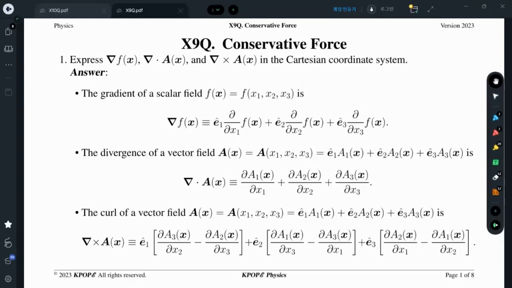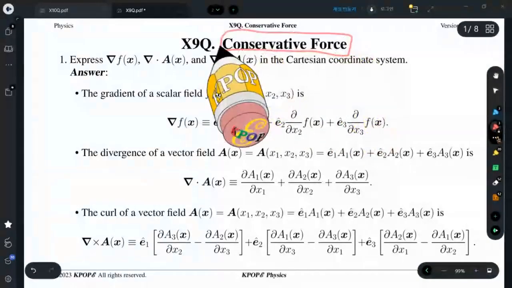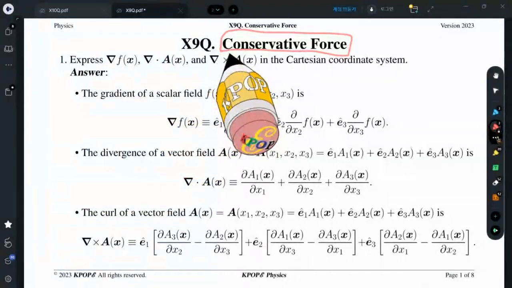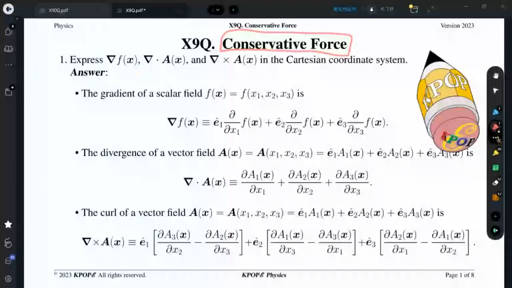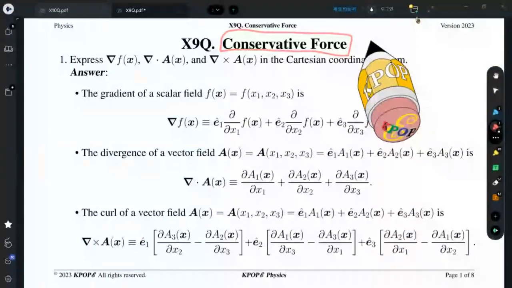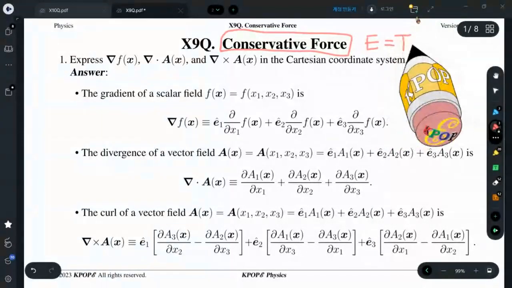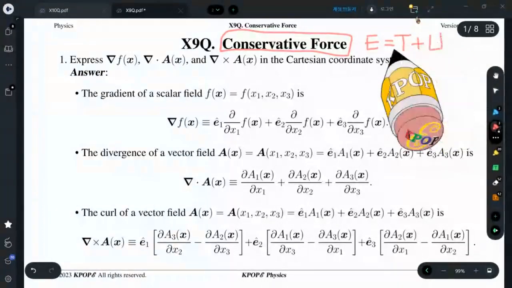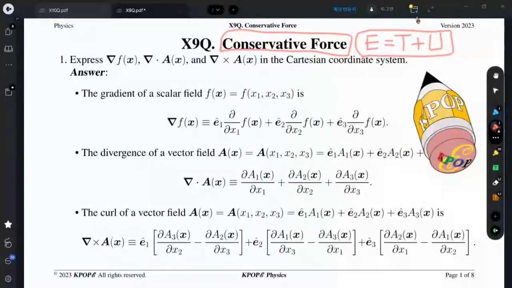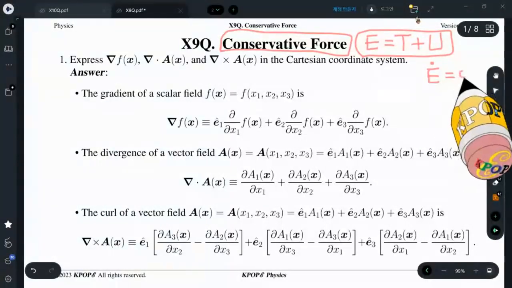Conservative force. If a system involves forces that are conservative, then we have a very nice condition. The total mechanical energy, that is the sum of the kinetic energy and the potential energy, is conserved. That means conserved means its time derivative is 0.